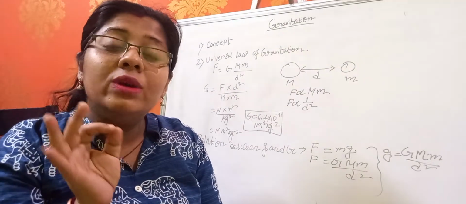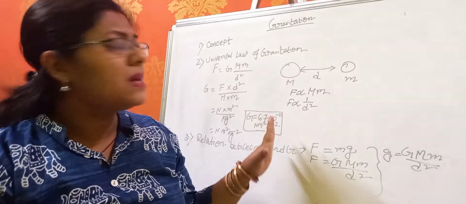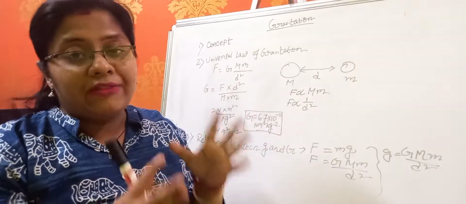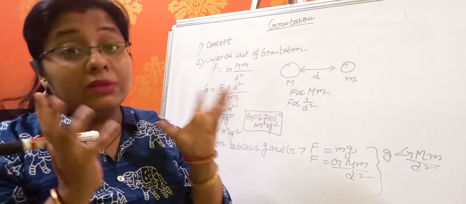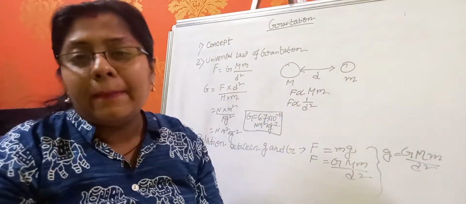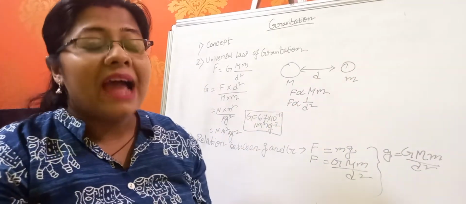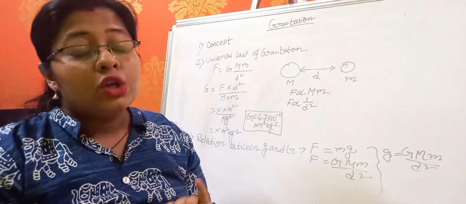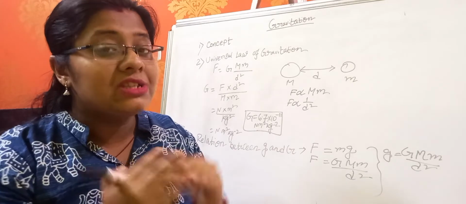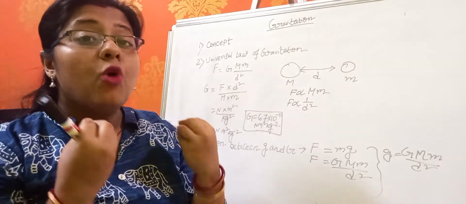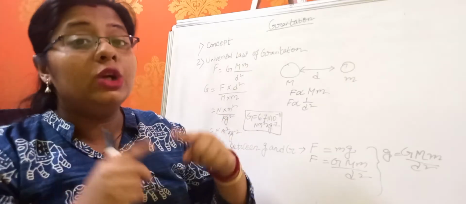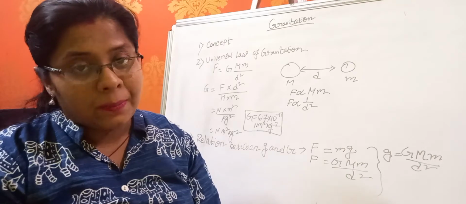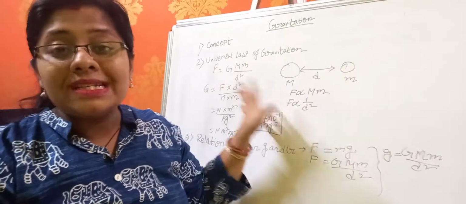Okay? So next we are learning the universal law of gravitation. What is the universal law of gravitation? Suppose we have two objects. This is capital M, definitely for the bigger object, and the small m, the smaller object. And we have kept them at a distance of d. So what is the concept of our gravitation? Just now we have learned the force of attraction acting between any two objects is called gravitation.